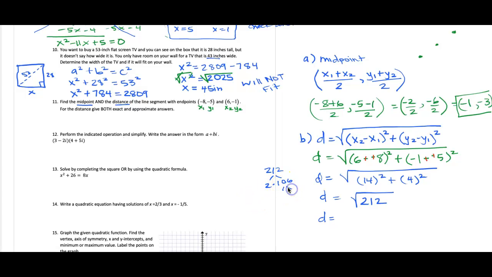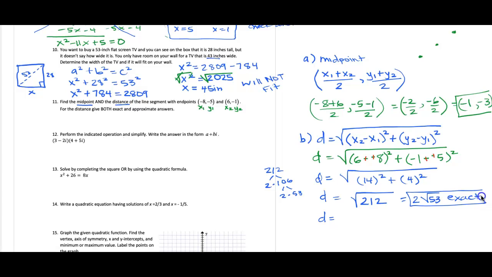And then 106, 2 will still go into that, right? And then 53 is prime, so it stops there. So a 2 gets to come out and the 53 is stuck inside. So this is how you'd want to write your answer. 2 square root of 53 is our exact answer.